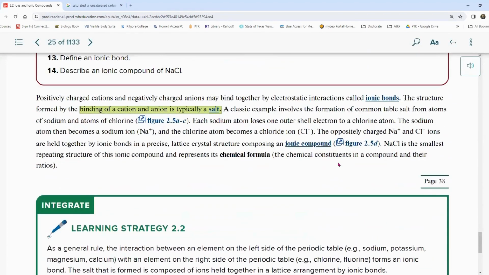So when we think of salt, we usually think of table salt that we put on our food. However, a salt is just the binding of a cation and an anion. So magnesium and chlorine binding together would be a salt. If you've ever used Epsom salt, which is used to help with soreness or muscle aches, that's a salt.